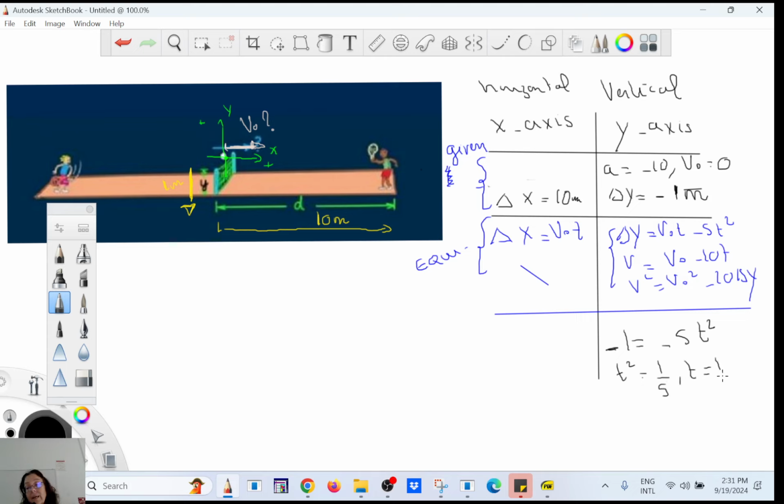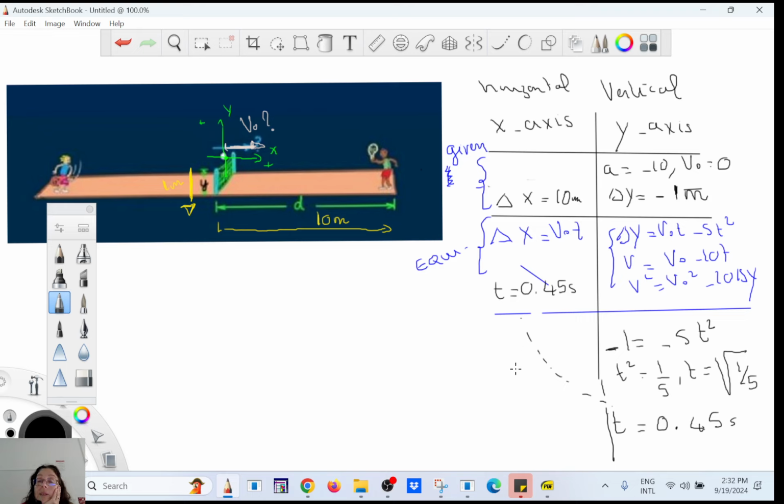Take the square root, and you get it should be 0 point something, 0.45 seconds. So t equals 0.45. And now you can solve for v sub 0.